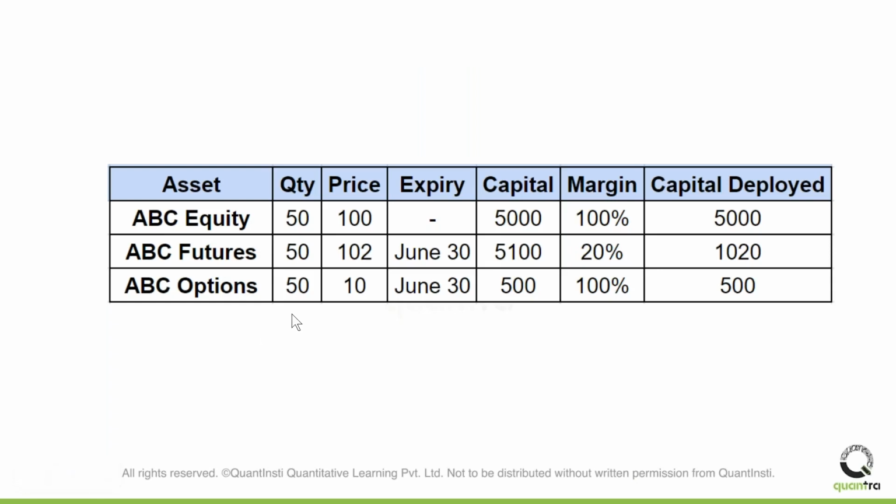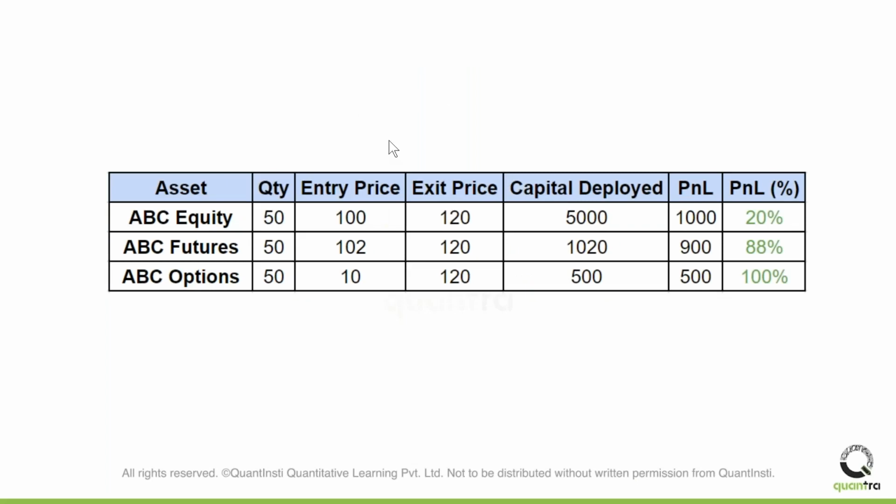Now let's take a case where the stock has gone up, let's say on June 30. The stock has gone up by 20%, so from 100 it went to 120. In this case, had he bought only equity, at a capital of 5,000, he would have got a profit of 1,000, which is 20% return. So he gained 20% on his capital.